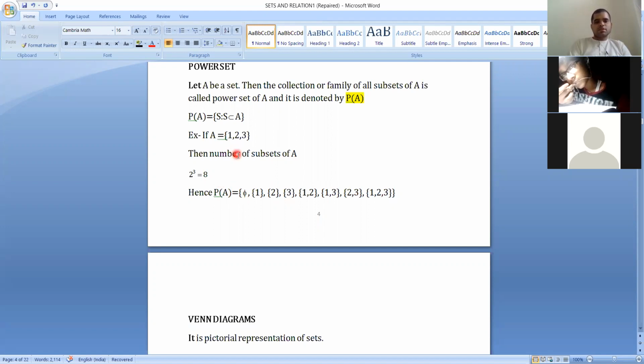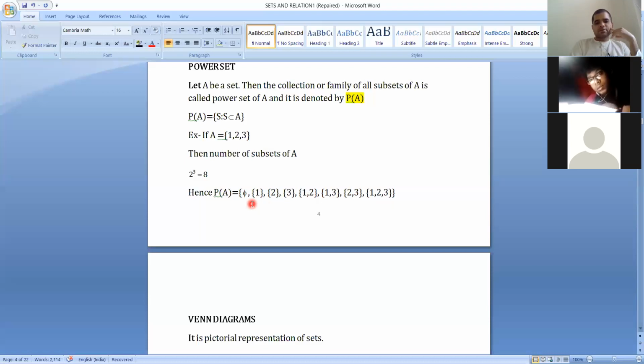8 elements, because we use this formula, 2 to the power n. If A has 3 elements, then it will have 2 to the power 3 subsets. So the power set of A will have 8 elements. Now the power set of the power set of A: how many elements will it have? It will have 2 to the power 8 elements.